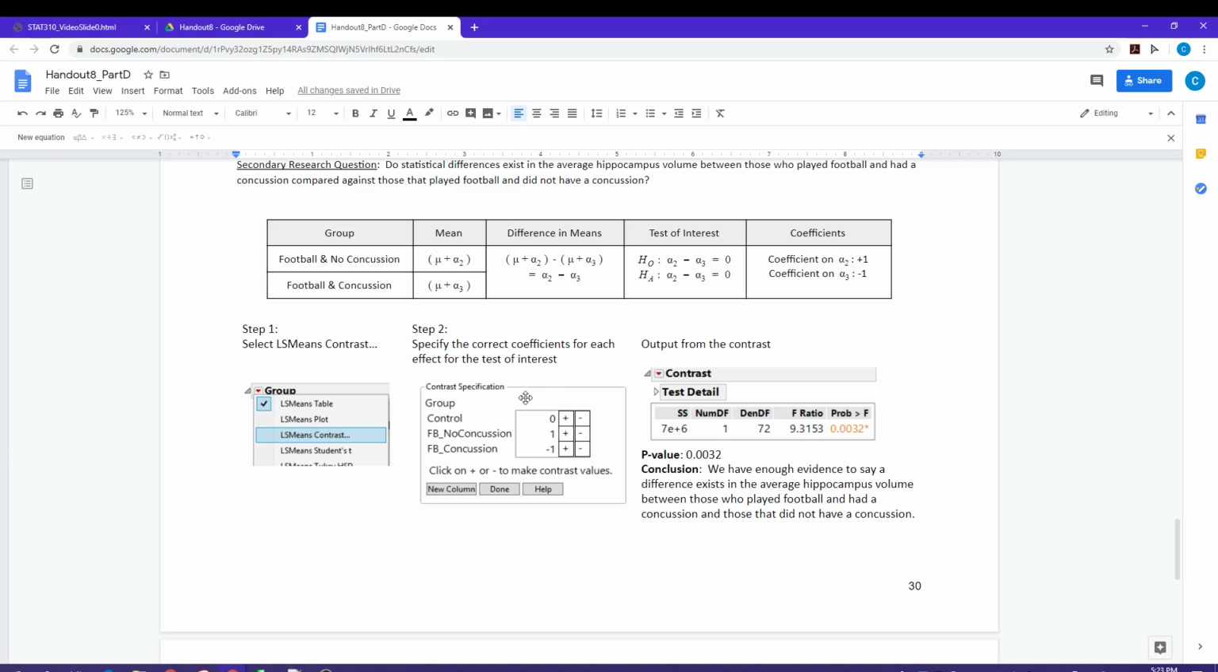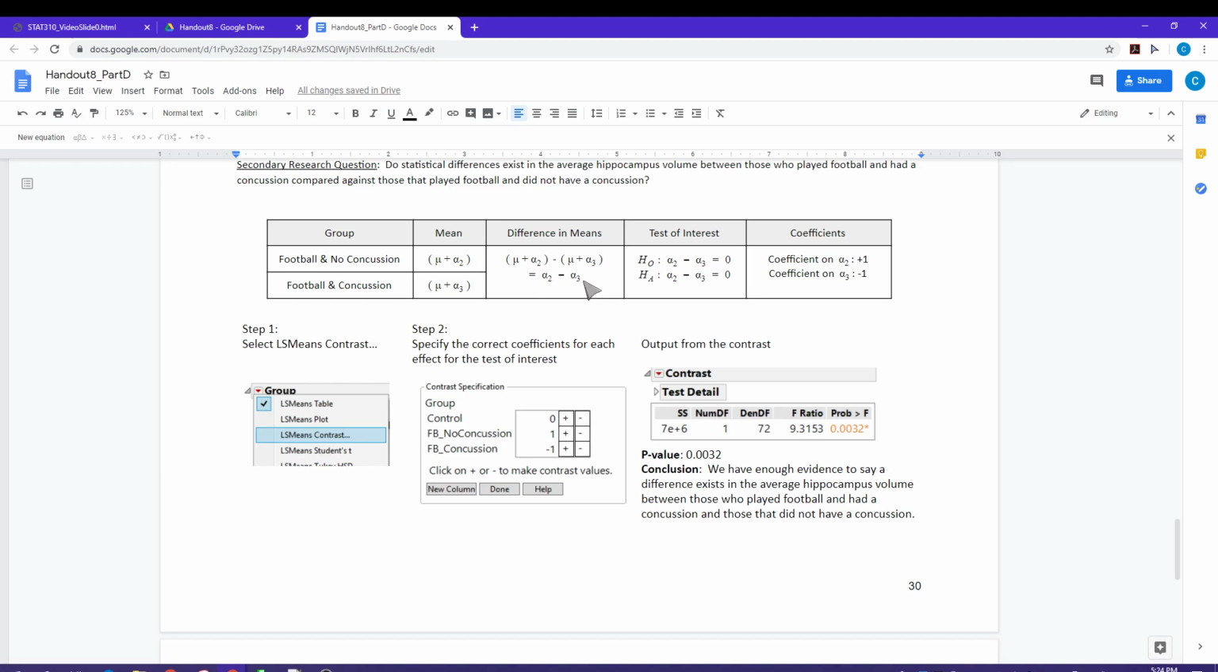When I'm doing this test, I need to identify what the coefficients are on the effect for no concussion and what's the coefficient on the effect for concussion. So we actually have to write out what the means are for each group. I'm going to difference those. The algebra here is just alpha 2 minus alpha 3. That's what I want to test.